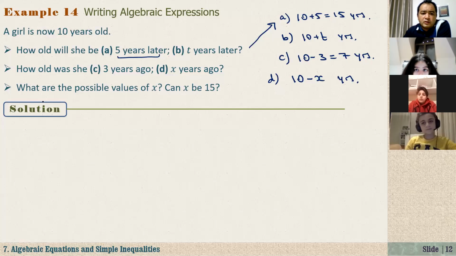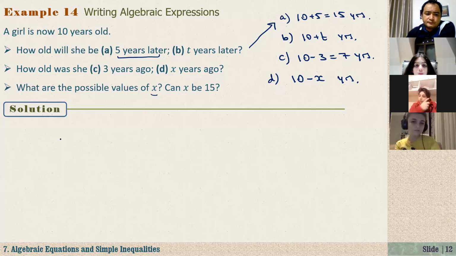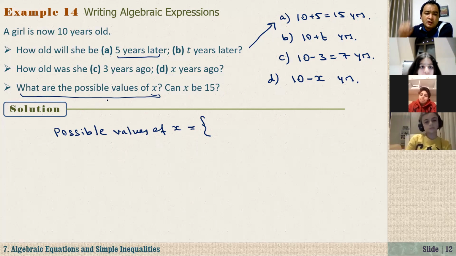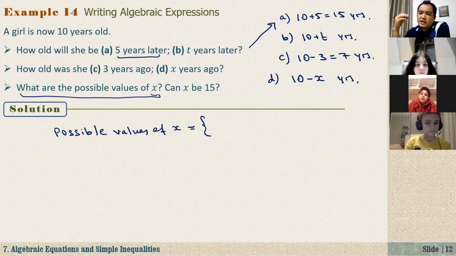Now, the other question, what are the possible values of X? Can X be 15? Selin, can you answer this question? What are the possible values of X? No, Selin, first, can you answer the first part of the question? What are the possible values of X? Can you tell me all possible values of X?